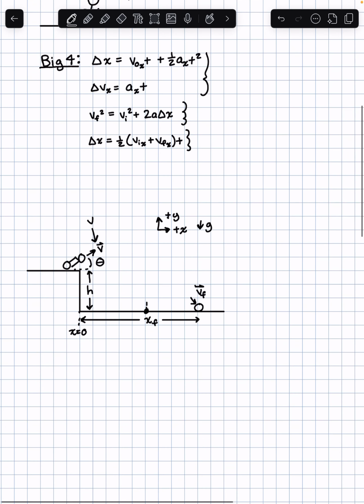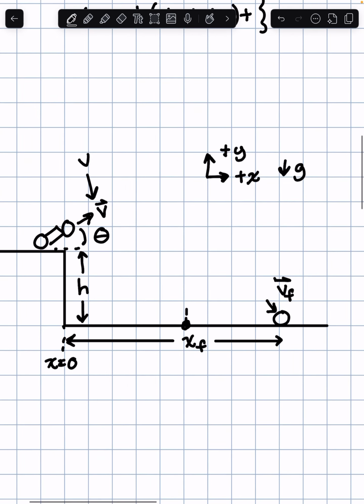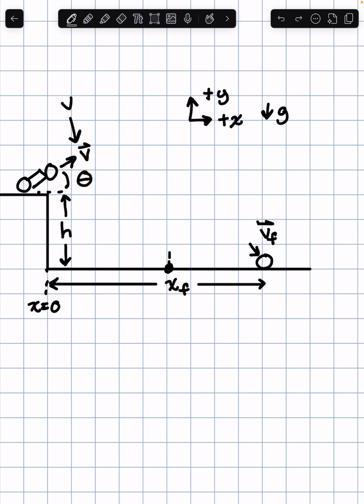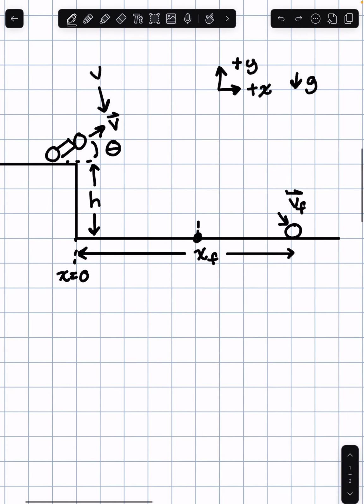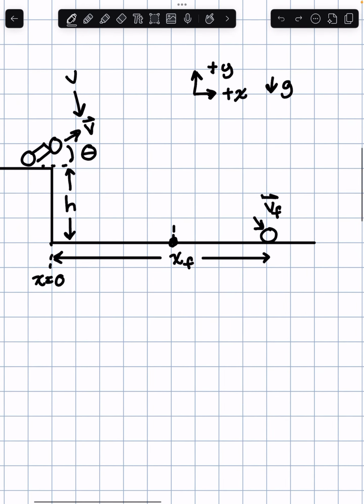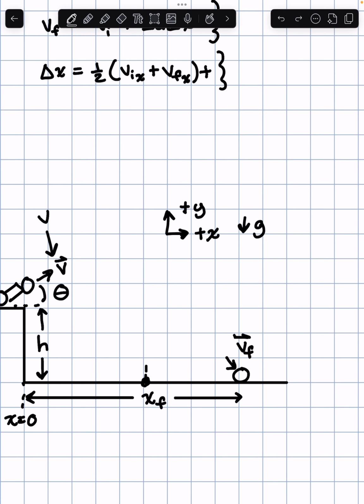Now, let's look at this free-for-all problem. First, let's take into account the variables that we have to work with. Now, we have our initial speed v, given by a velocity vector with an angle theta, and we are having our ball shot out of a cannon at a height h, where it'll eventually reach a spot xf on our x-coordinate system, or xy coordinate system. And we have the positive x direction going this way, and our positive y direction going that way.